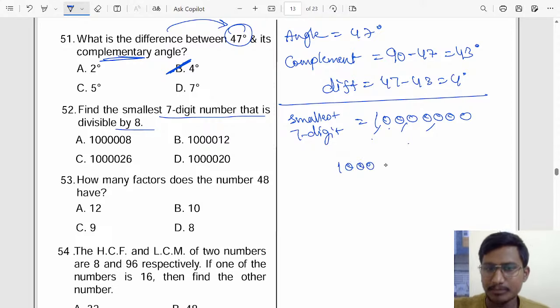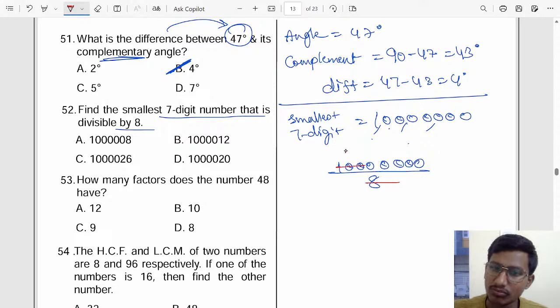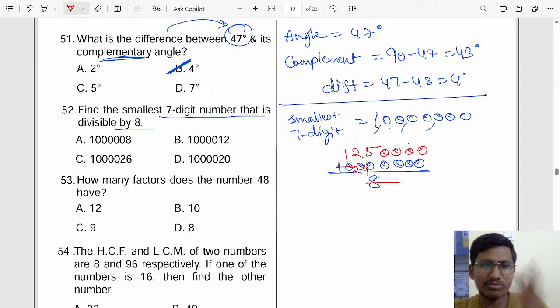1 crore, right? So let me divide directly. Okay, so 8, how much? 8 1s are 8. Okay, so 2 will be remaining, 8 2s are 16, 4 will be remaining, 8 5s are 40. Okay, so here all of it, that is 0 0 0 0, will be divisible.